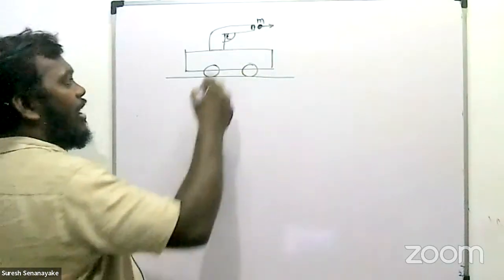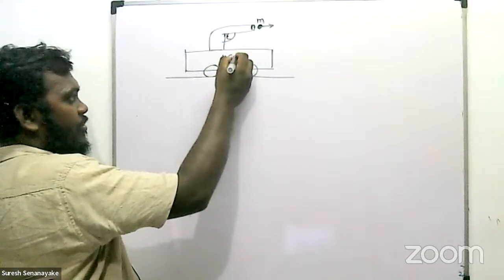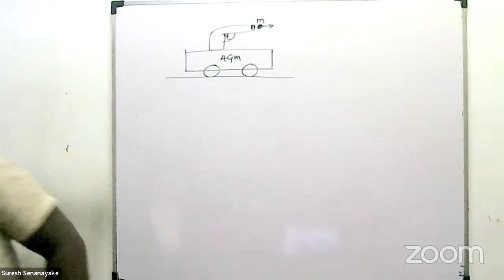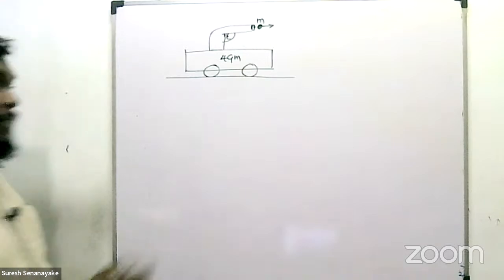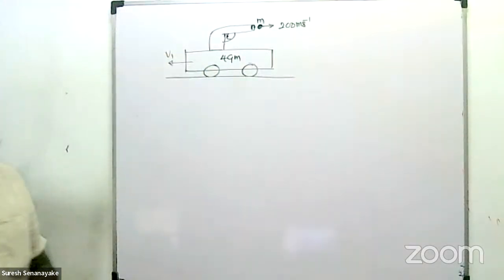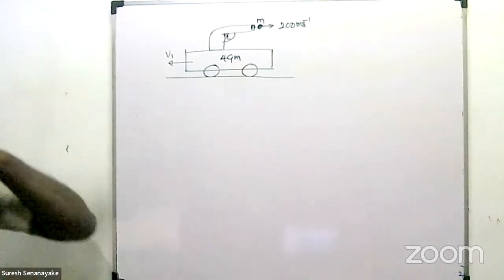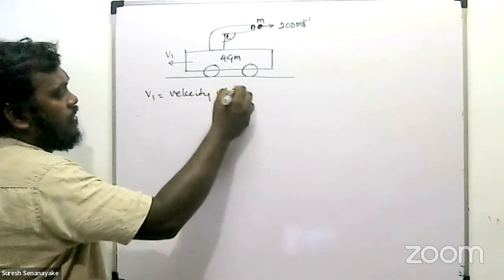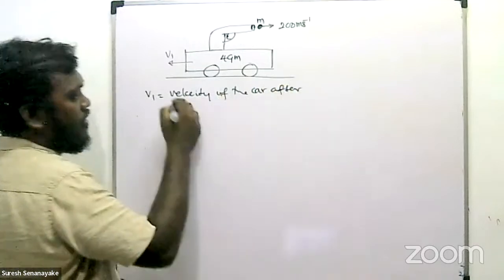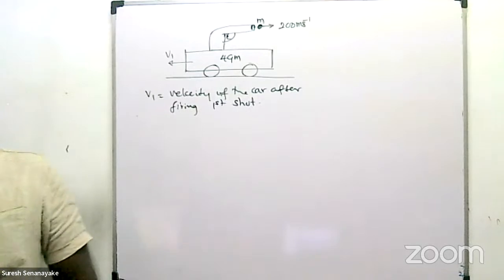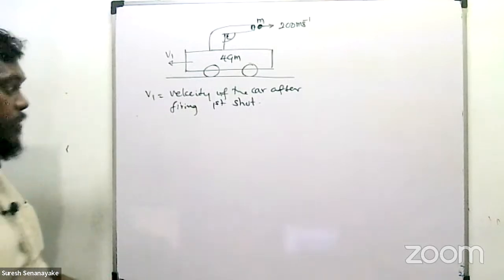This shell has a mass m, and with all the others the total mass is 50 m, so the remaining parts without the shell have mass 49 m. The gun is moving with a velocity of 200 meters per second, and it recoils after the first shot with v1. v1 is the velocity of the car after firing the first shot.